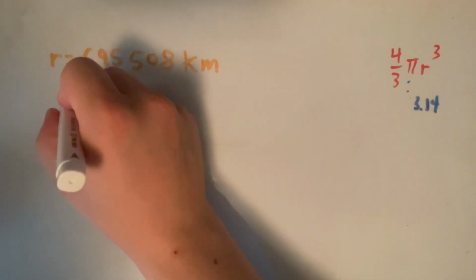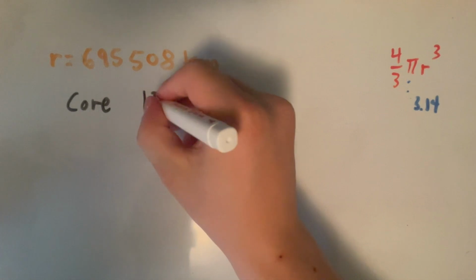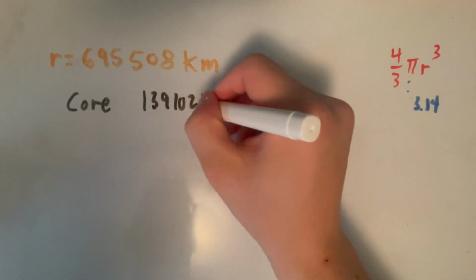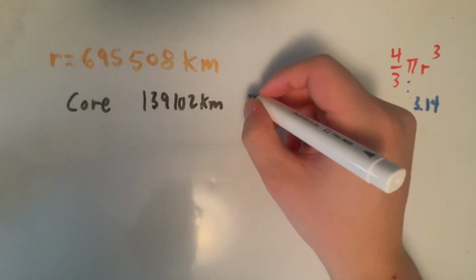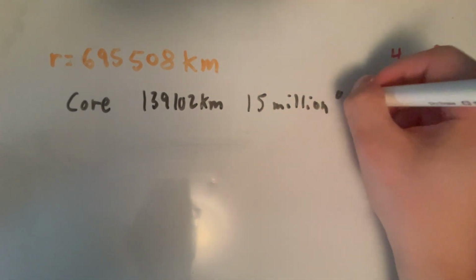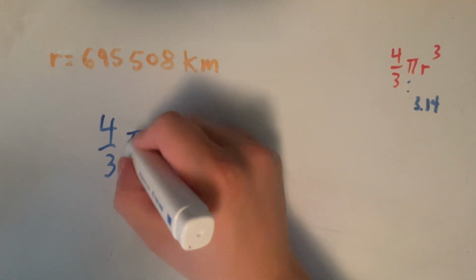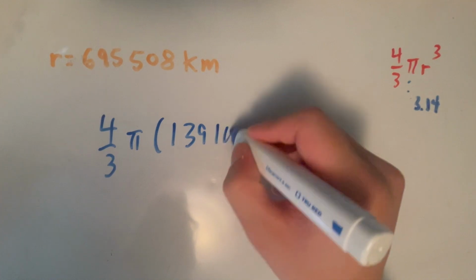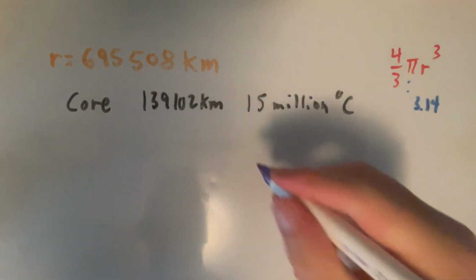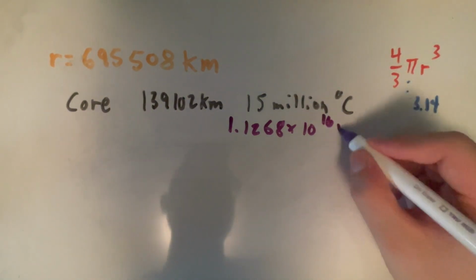For the interior of the sun, we'll start with the core. The core is about 20% of the radius of the sun, or about 139,102 kilometers thick and around 15 million degrees. The area is just 4/3 pi times this 139,102 cubed to get 1.1268 times 10 to the 16th kilometers cubed.